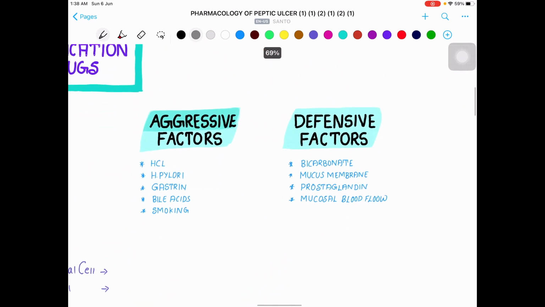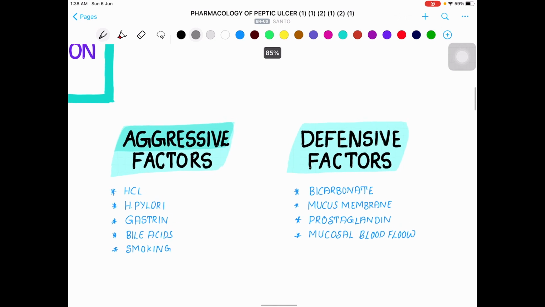Let me give you a brief introduction. As said in the previous video, the peptic ulcer is the lesion in the lining of the stomach and duodenum. How do these lesions occur in the mucosa of the GIT? This mainly happens due to the imbalance between aggressive and defensive factors leading to tissue damage.